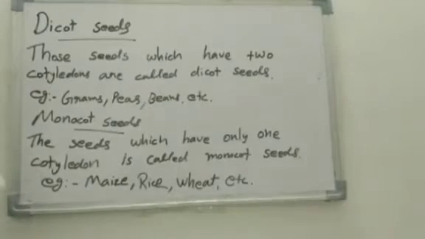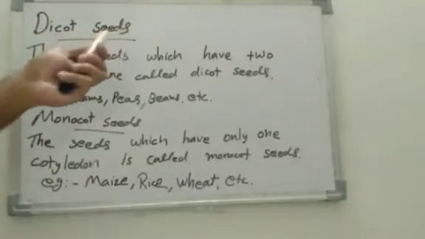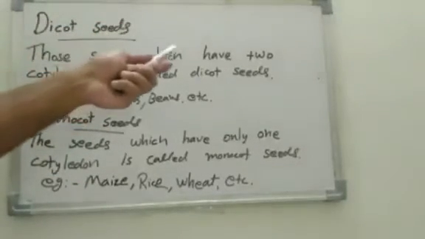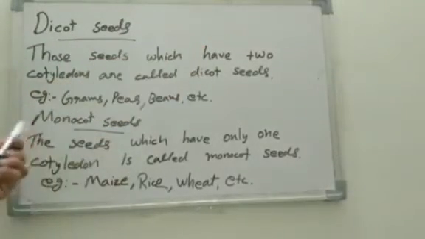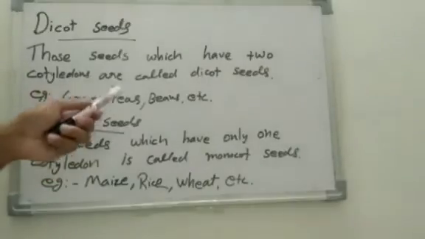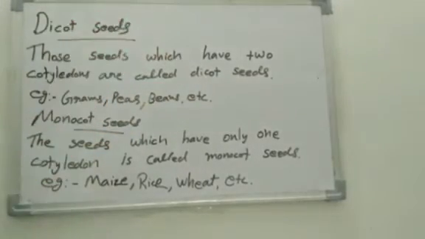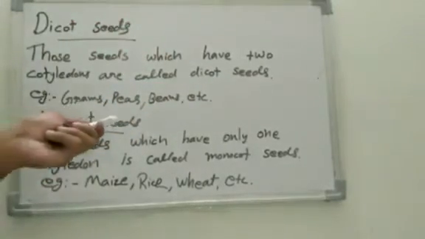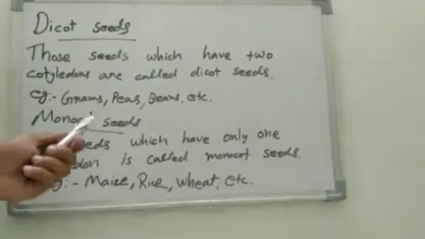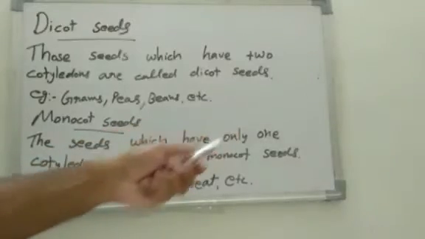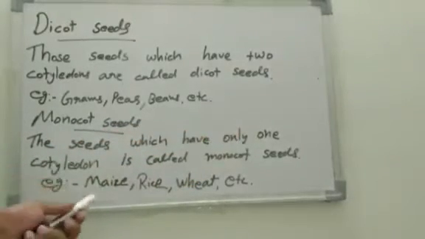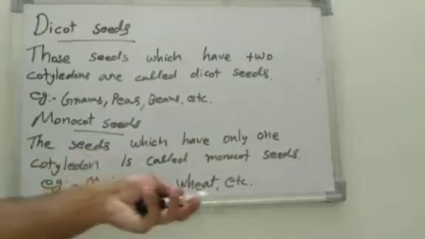There are two kinds of seeds, dicot seeds and monocot seeds. First one, dicot seeds. Those seeds which have two cotyledons are called dicot seeds. Examples are grams, peas, beans, etc. Then monocot seeds. The seeds which have only one cotyledon are called monocot seeds. Examples are maize, rice, wheat, etc.